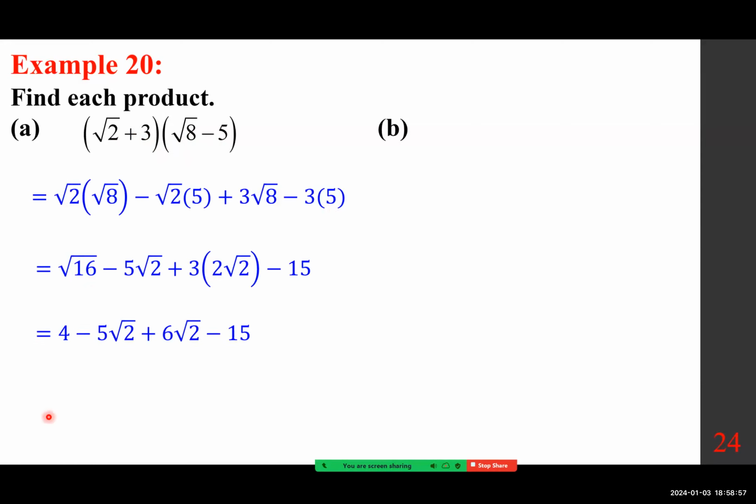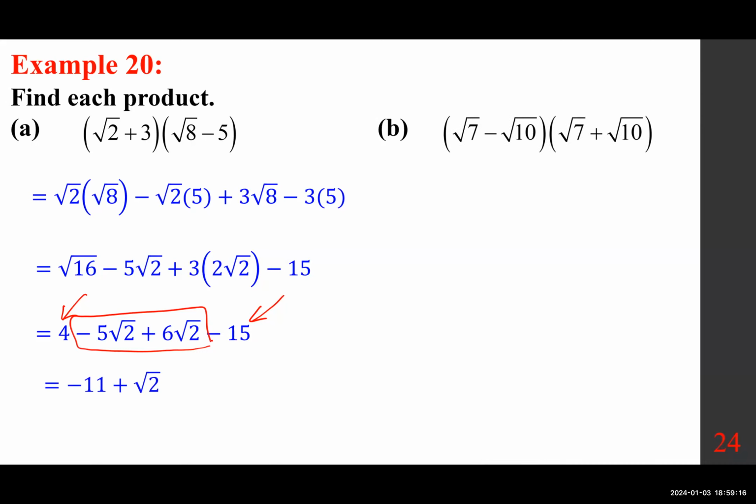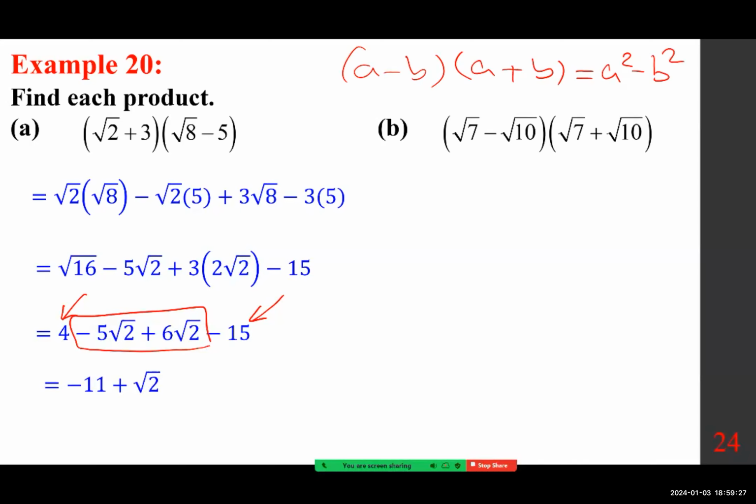And so we can combine these two into -11, these two into plus square root of 2. I hope you see -5 plus 6, they add up to 1 times square root of 2. If I want to multiply this, I'm not going to FOIL. I'm going to remind you that A minus B times A plus B is A squared minus B squared. I hope you remember it and you know how to use that. So square the first one minus square the second one becomes 7 minus 10, or simply -3, my apologies.